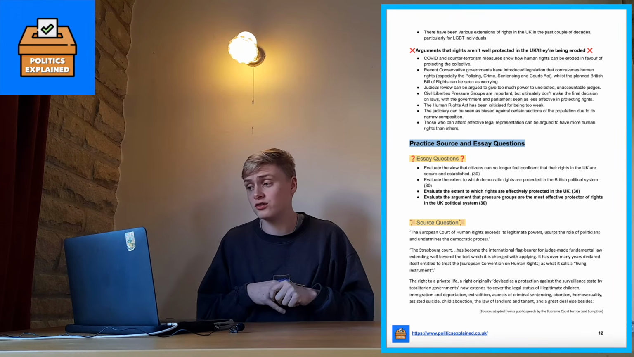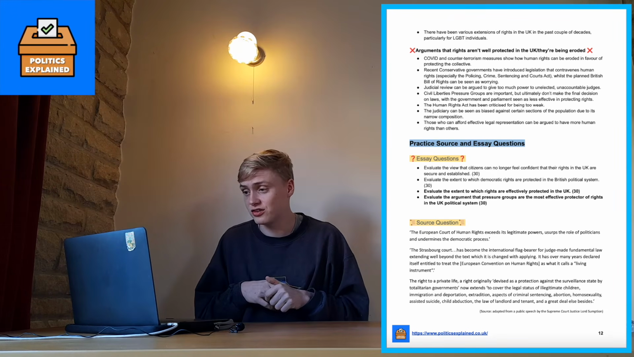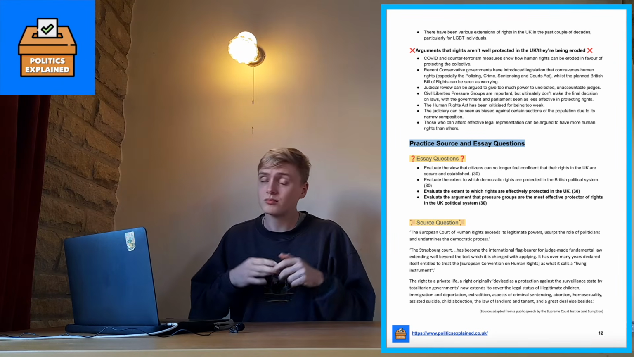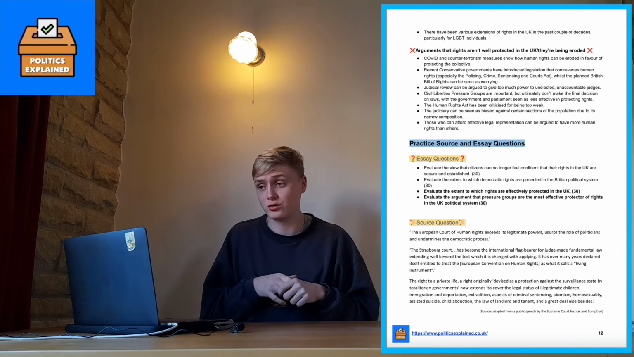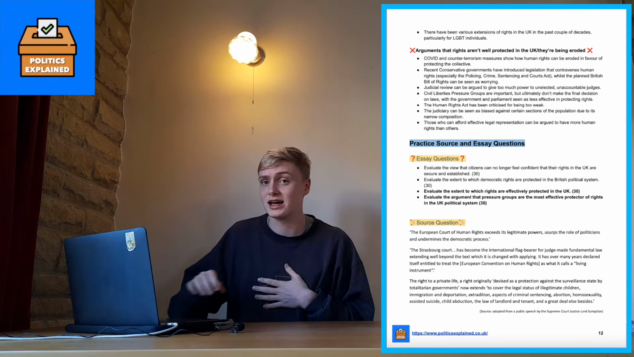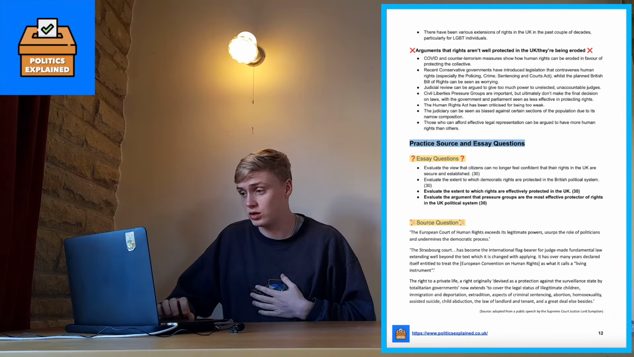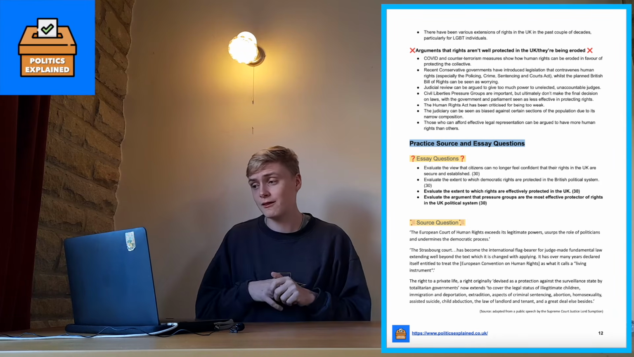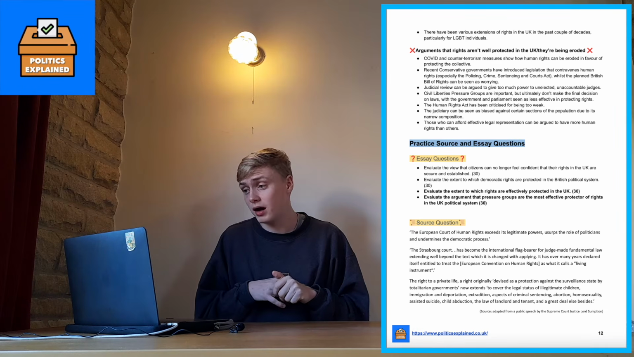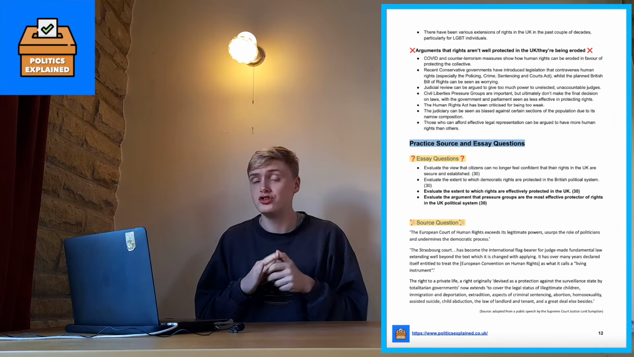Judicial review can be argued to give too much power to unaccountable judges, while civil liberties pressure groups are important, but they ultimately don't make the final decision. It's still the government that makes the final decision, and the government can be seen as quite threatening at times to human rights in the UK. The Human Rights Act can also be criticised for being too weak, whilst the judiciary can be seen as biased against certain sections of the population due to its narrow composition.